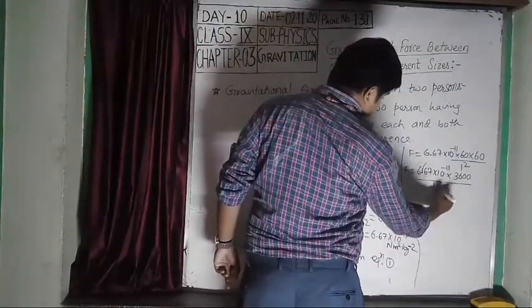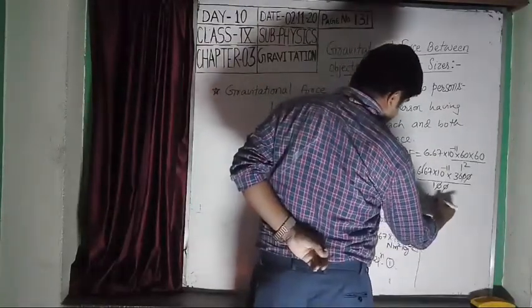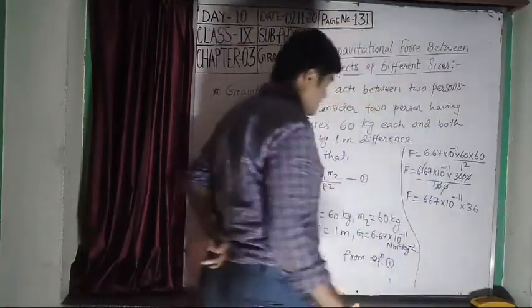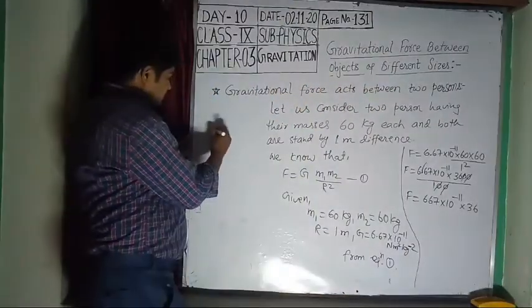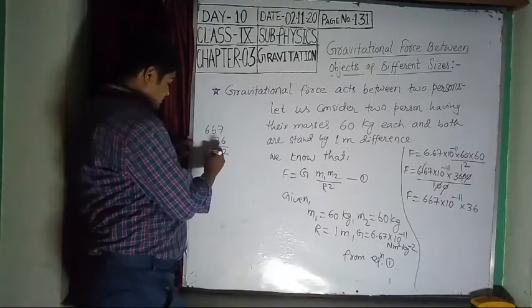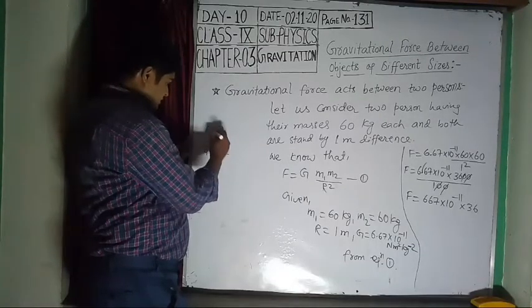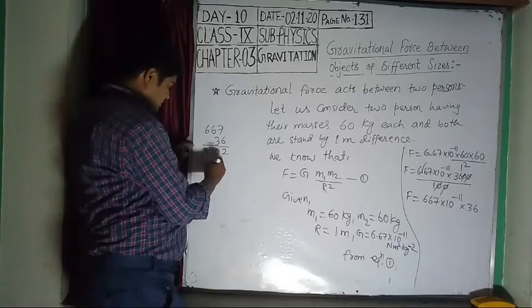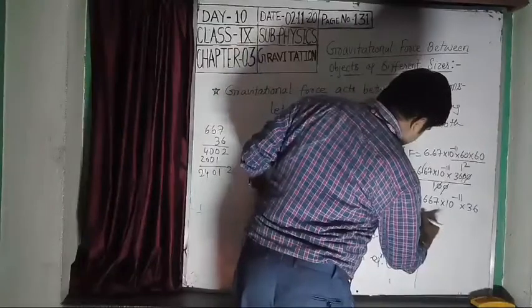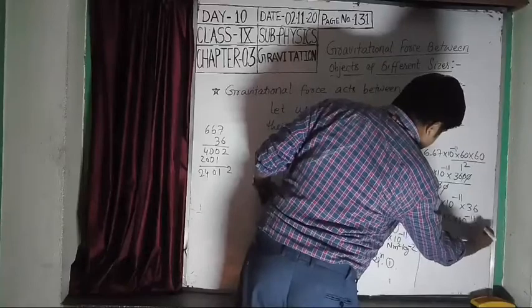Now it becomes F is equal to 667 into 10 to the power minus 11 into 36. Now multiply this term, 667 into 36, which is 24012. F is equal to 24012 into 10 to the power minus 11 Newton.